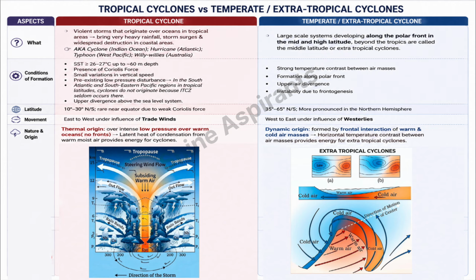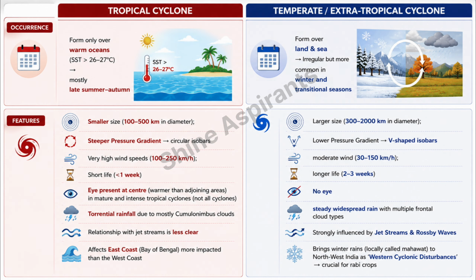Horizontal temperature contrast between air masses provides energy. Features: smaller size, 100 to 500 kilometers in diameter. Steeper pressure gradient, circular isobars. Very high wind speeds, 100 to 250 kilometers per hour. Short life, less than 1 week.